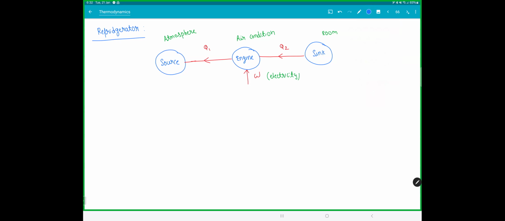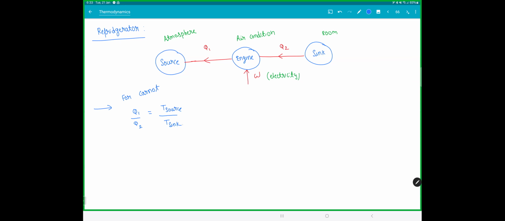So now you tell me, for a refrigerator, finding efficiency doesn't make sense, right? Because an engine is supposed to take heat and give you work, but this thing is taking work. So if you use it for a Carnot cycle, if you still use it for a Carnot engine, a better metric would be Q1 by Q2 is T source by T sink.